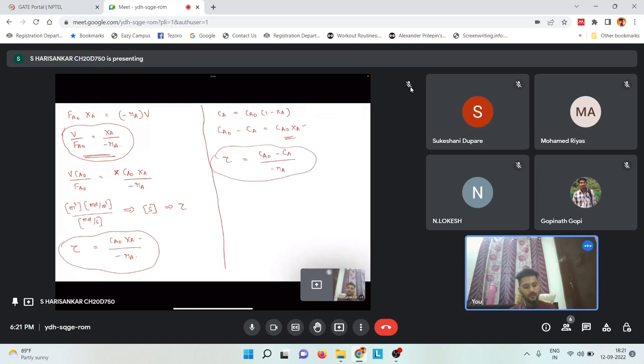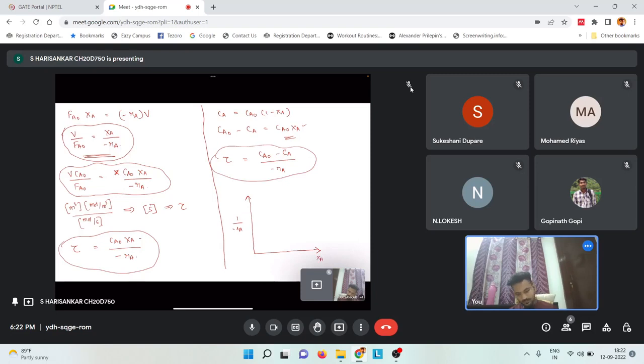So these three are the usual notations for the design equation for a CSTR. In some cases, you can even use this notation as well. So that is the design equation for CSTR. Now, if you want to represent this graphically, 1 by minus RA, and this is XA.